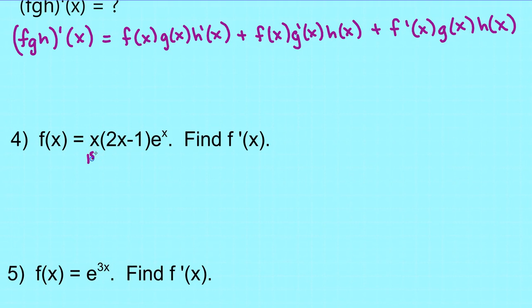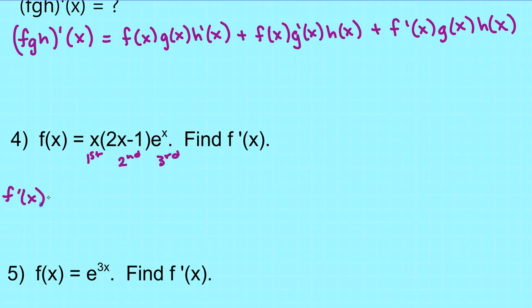So let's try that with problem number 4. Notice I have a first, a second, and a third. And I suppose I could first simplify the problem and multiply the x by the 2x minus 1, and then it would not be a product of 3 factors anymore. That's totally fine. You have multiple ways of doing these problems. But what I'm going to do is demonstrate the extended product rule for 3 factors.